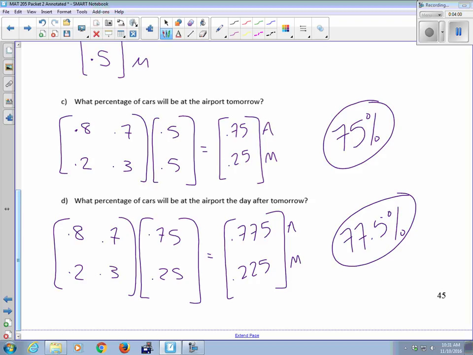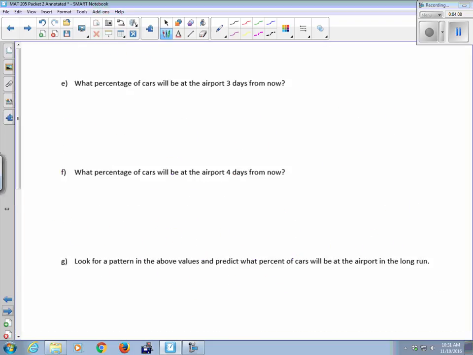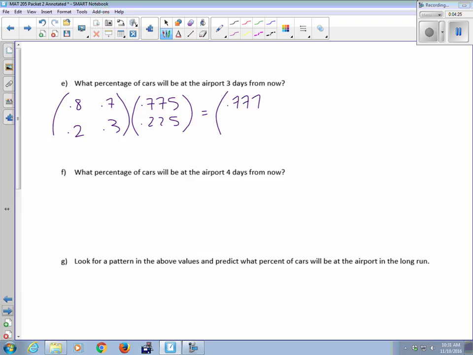Then you just keep doing this, right? 3 days from now, just do it again. Take this new state vector you got, multiply by the stochastic matrix. 0.8, 0.2, 0.7, 0.3 times the new 0.775, 0.225, and you get 0.7775 and 0.2225, 77.75% at the airport 3 days from now.